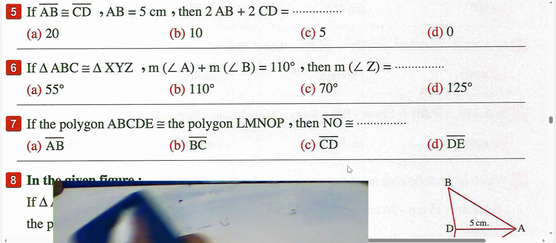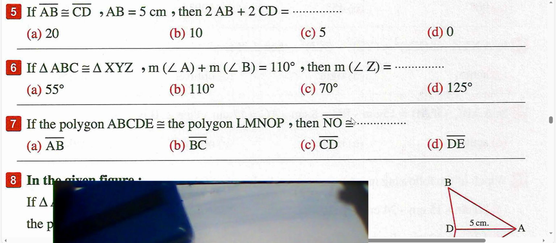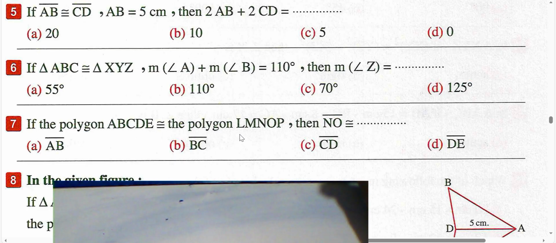Number 7. If polygon ABCD is congruent to polygon LMNO, then the line segment NO is equivalent to what? Look here. NO is equivalent to CD, because of corresponding sides. The answer is CD.